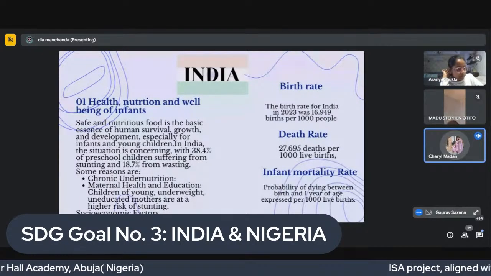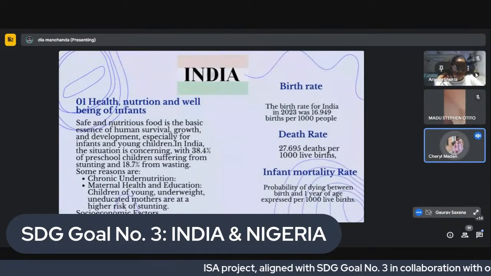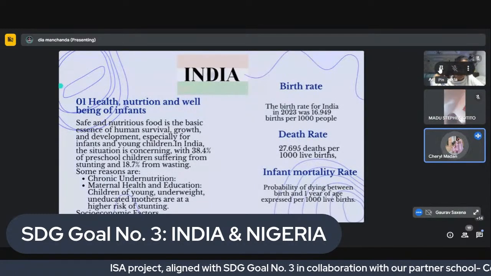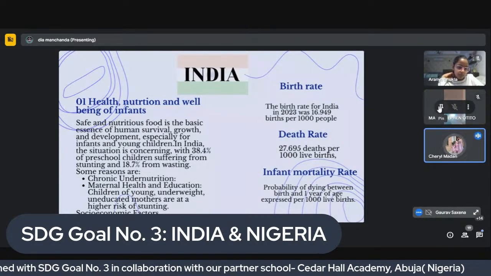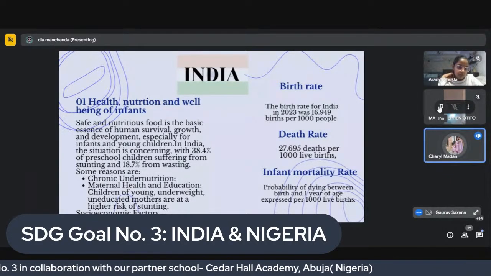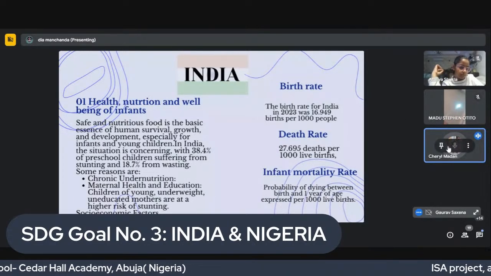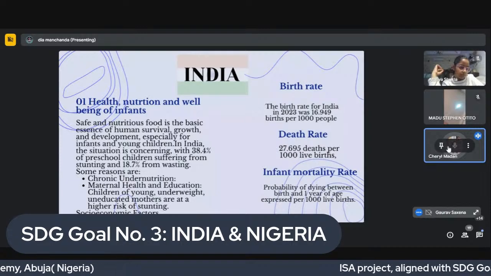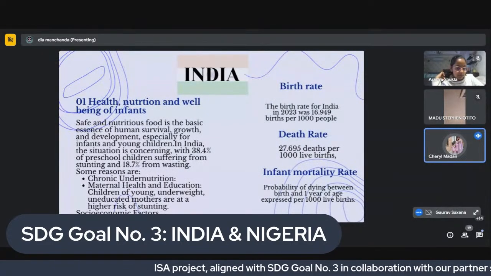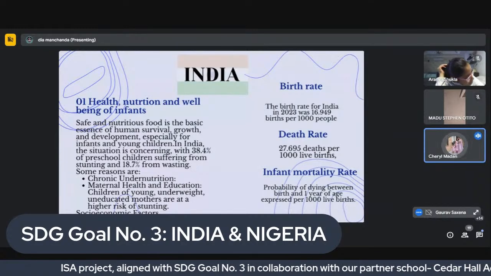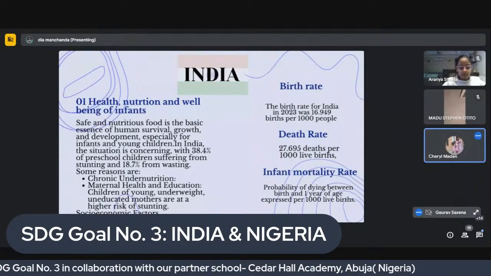India. Health, nutrition, and well-being of infants. Safe and nutritious food is the basic essence of human survival, growth, and development, especially for infants and young children. In India, the situation is concerning, with many preschool children suffering from stunting and wasting. Some reasons are chronic undernutrition, maternal health and education. Children of young, underweight, and uneducated mothers are at a higher risk of stunting and socioeconomic factors.